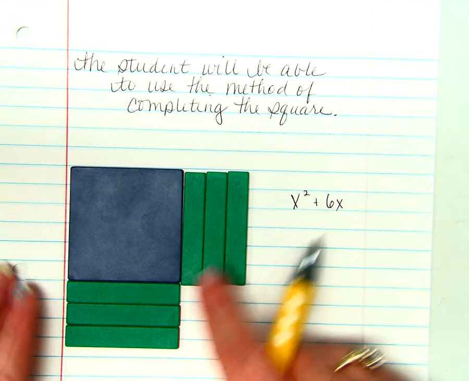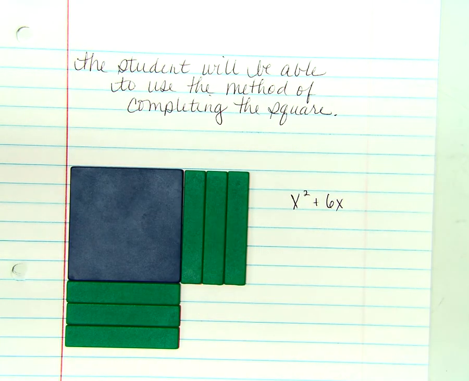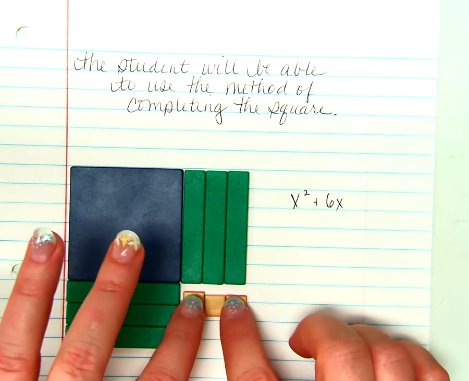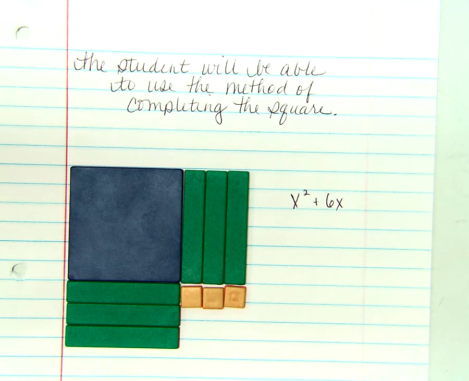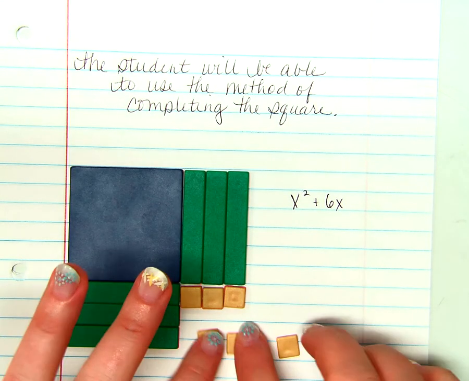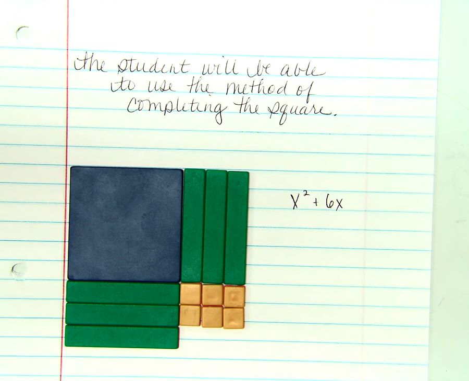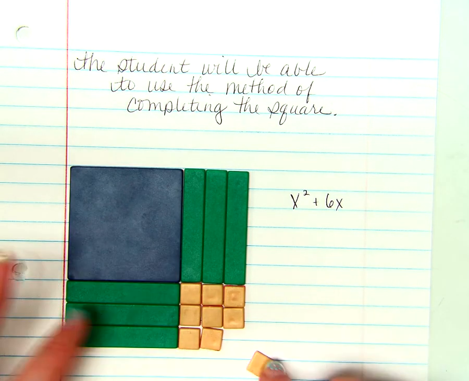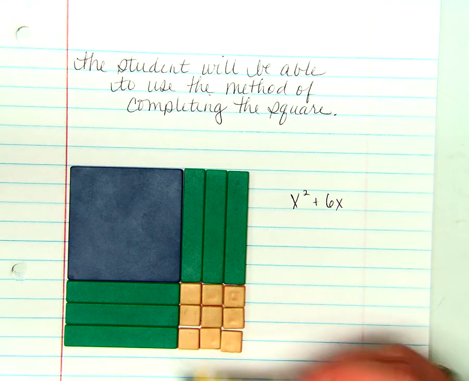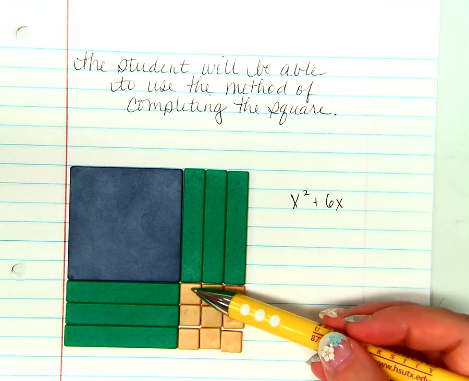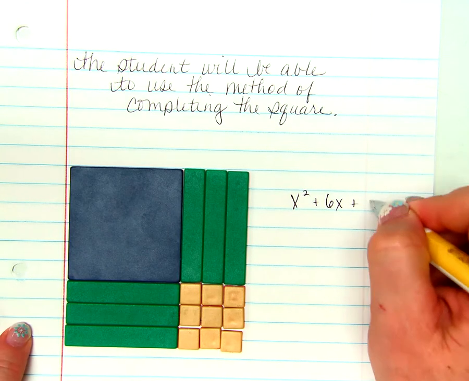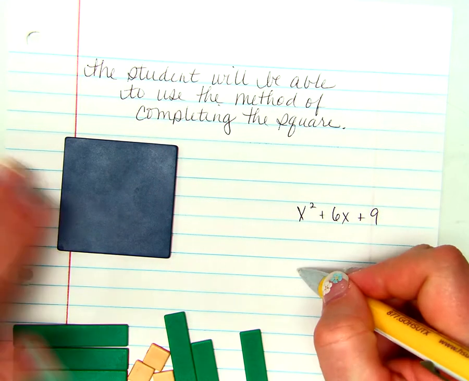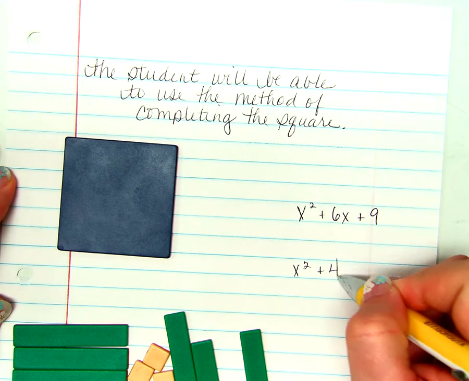Physically complete this square. How many pieces are we going to need to add at the bottom to complete this square? Well, I need to add those three. And I need to add these three. And I need to add 1, 2, 3 more. So how many pieces did I have to add in this corner to complete this square? 1, 2, 3, 4, 5, 6, 7, 8, 9. Like that.